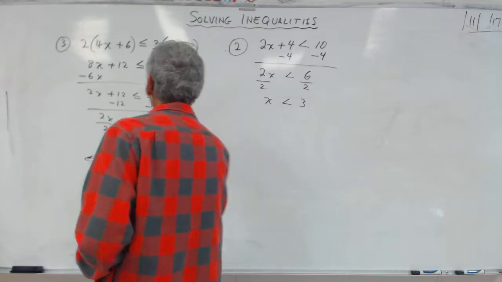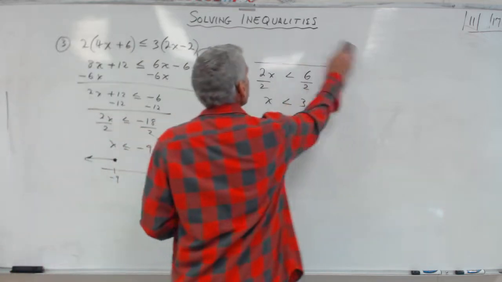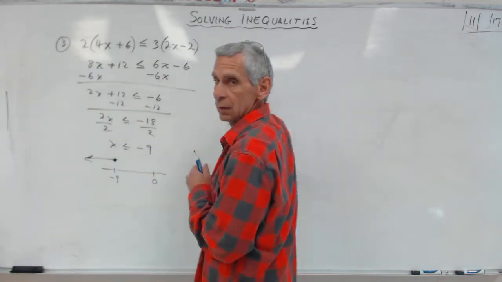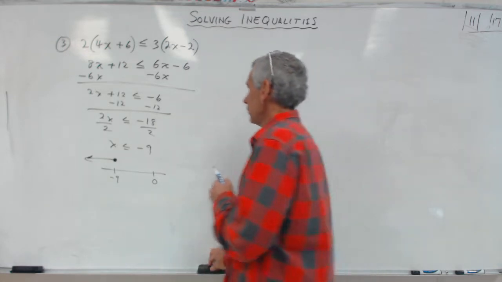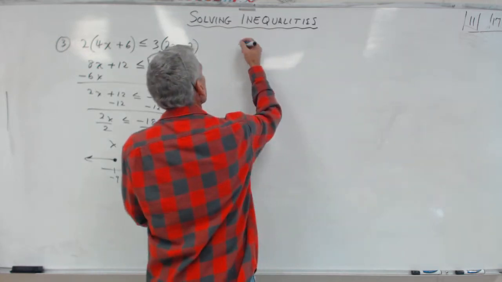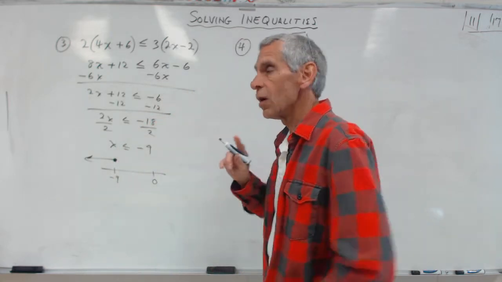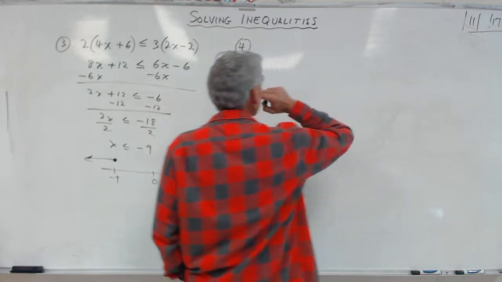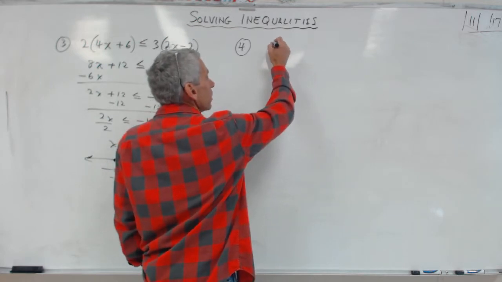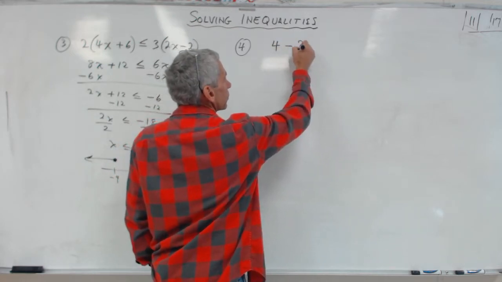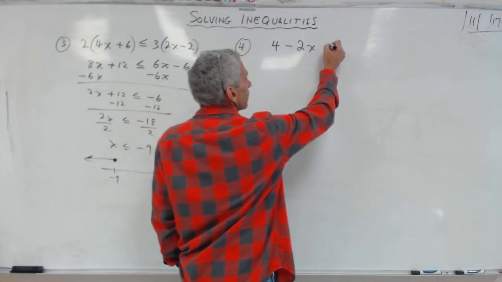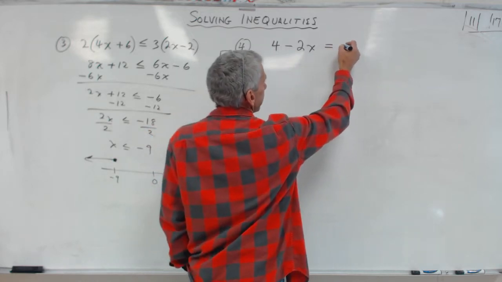The finished product. If I gave you, as opposed to just writing, instead of x equals -9, it's x is less than or equal to. Well, no, wait. What if I gave you something like this? 4 minus 2x is equal to 12.